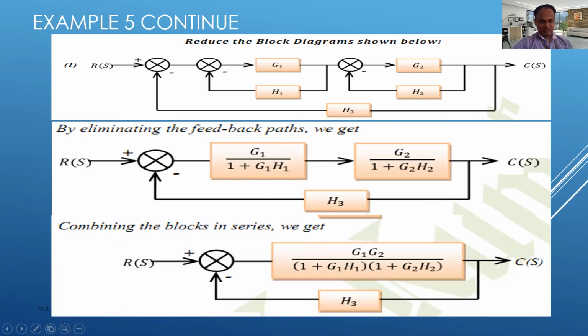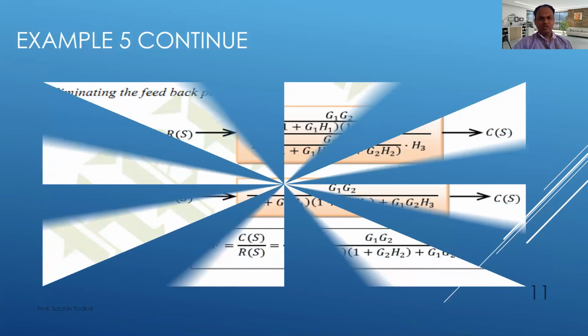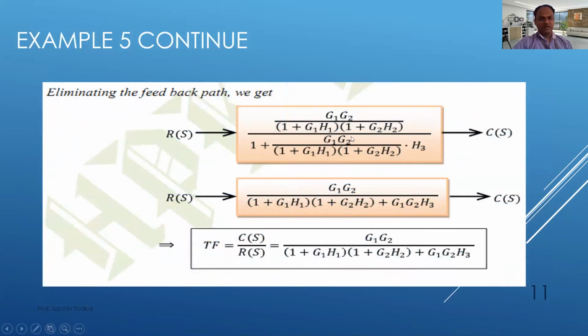And then we are going to solve the last feedback loop, and that last feedback loop will have this answer, G1 G2 divided by 1 plus G1 H1 and into bracket 1 plus G2 H2 divided by 1 plus G1 G2 divided by 1 plus G1 H1 in bracket 1 plus G2 H2 into H3. Now when your analytical papers were there, this answer was sufficient.